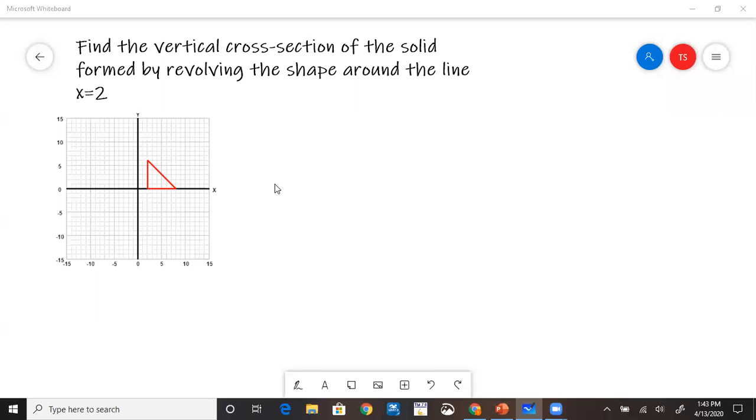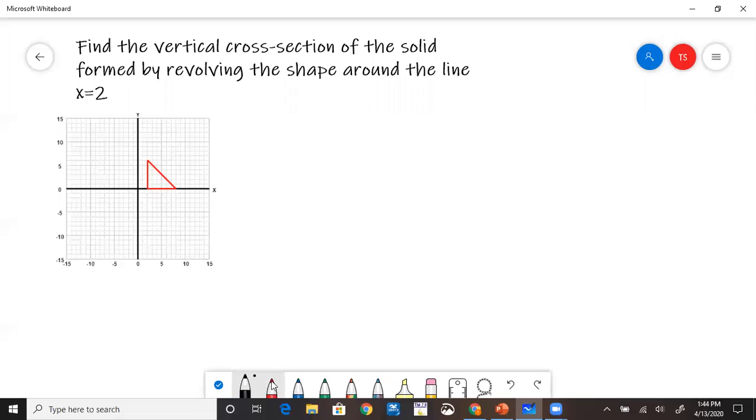Now that we've learned a little bit about cross sections, we want to be able to first form the three-dimensional solid and then find a cross section from that solid. So here we have a red triangle with vertices at (2, 0), (8, 0), and (2, 6). And we want to be able to revolve this around the line x equals 2 and then find a vertical cross section of that three-dimensional solid that's formed.